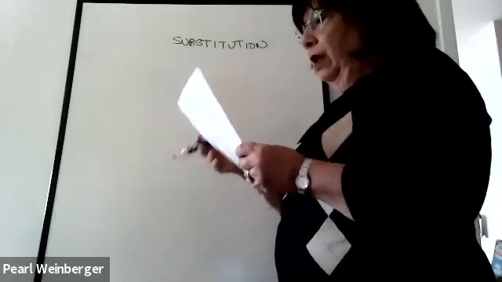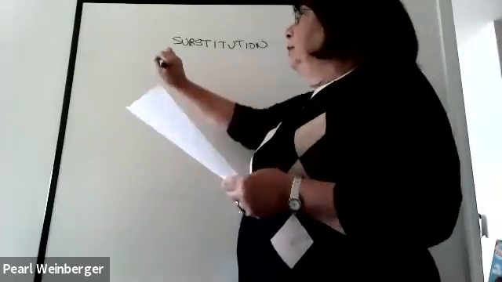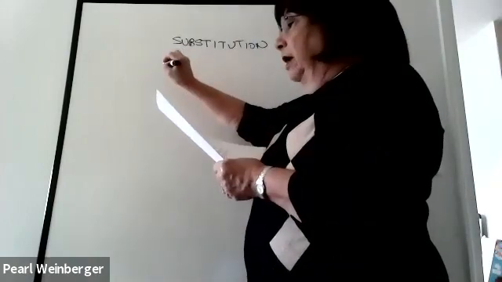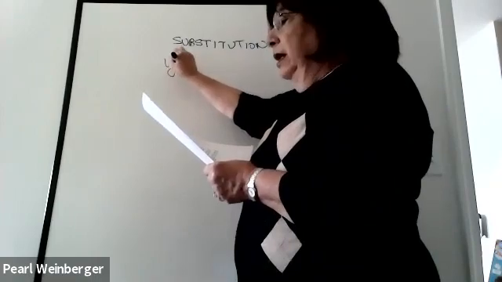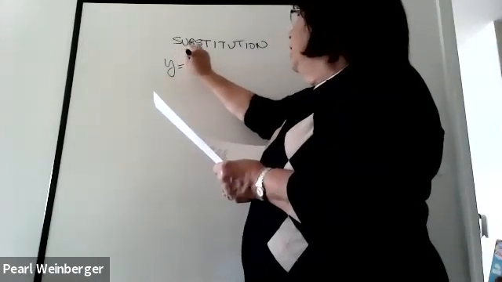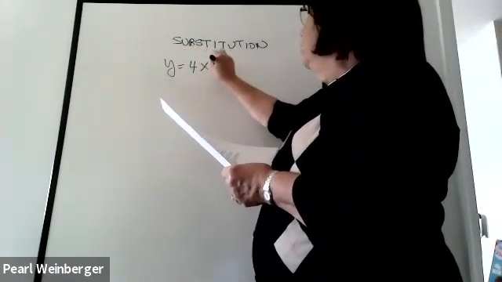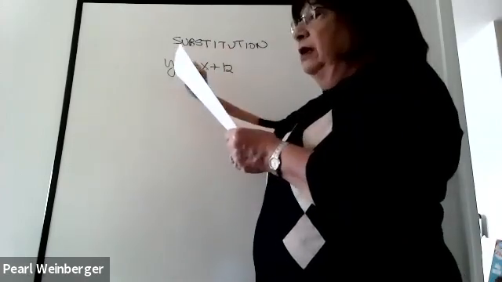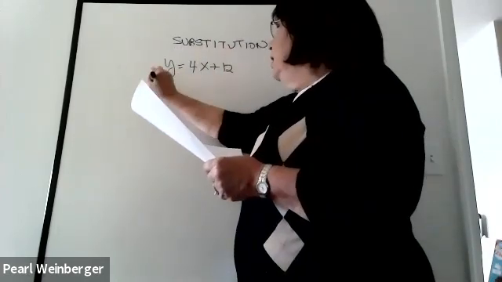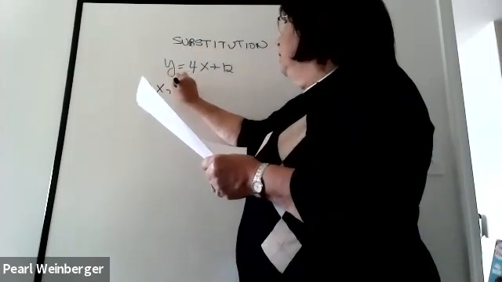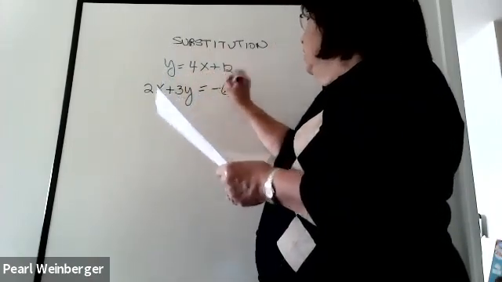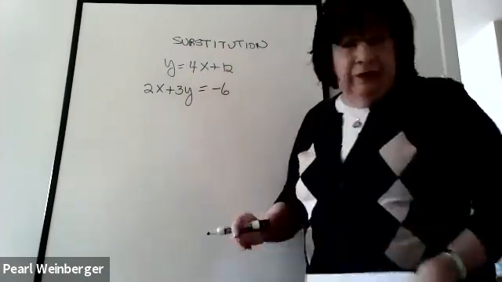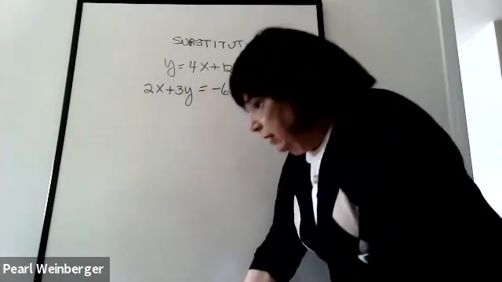Okay, let's look at this example. This is example 2 on the practice sheet. The first equation is y equals 4x plus 12. And the second equation is 2x plus 3y equals -6. See if you can solve the system of equations.